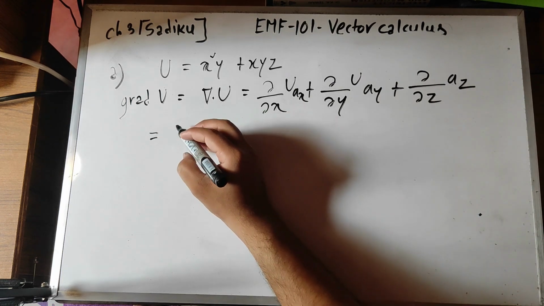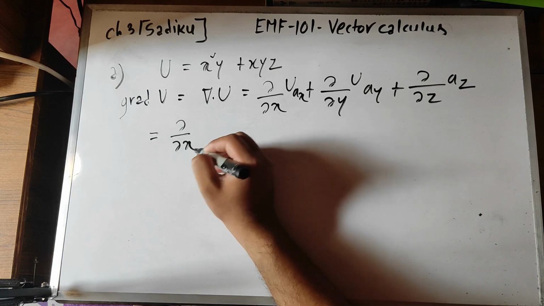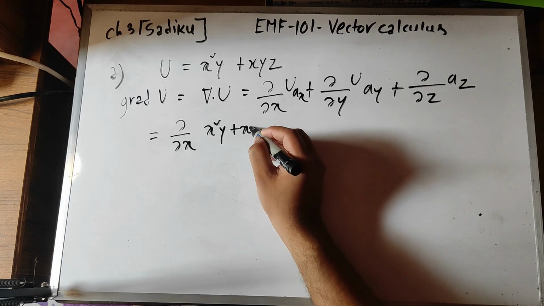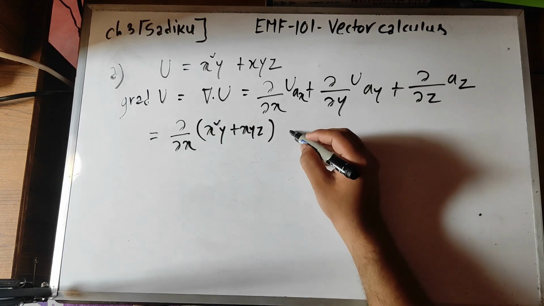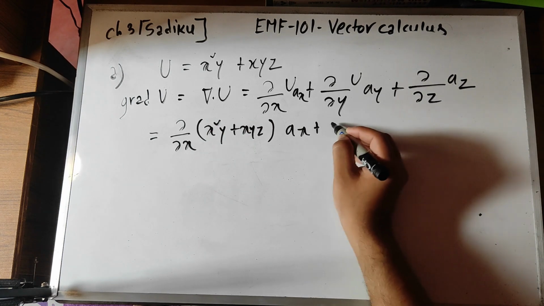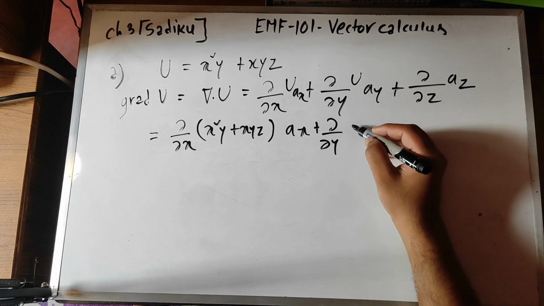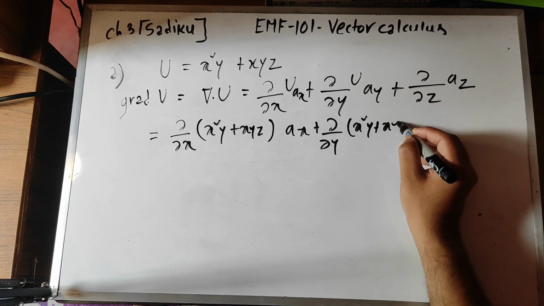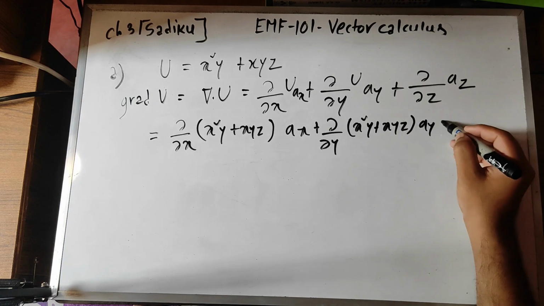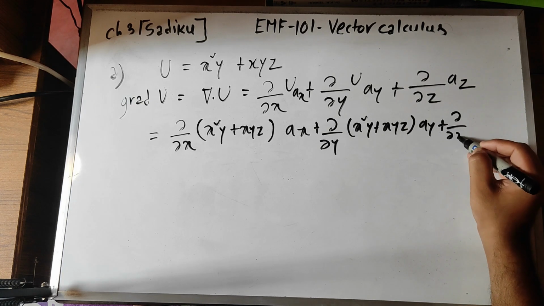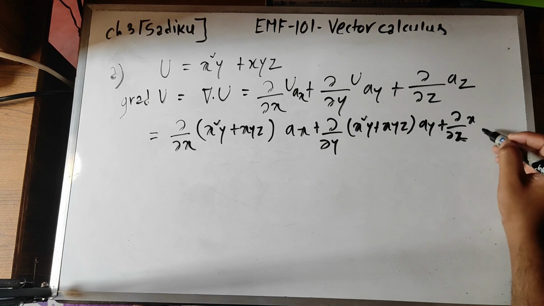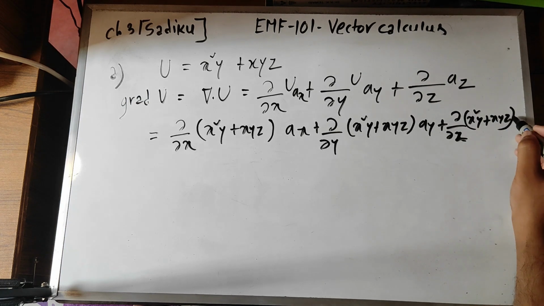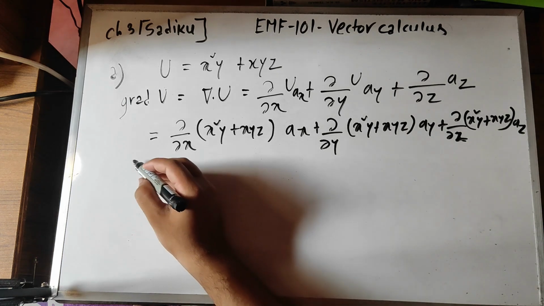So this will give us partial differentiation with respect to x of x square y plus xyz in the direction ax, plus del by del y of x square y plus xyz in the direction ay, plus del by del z of x square y plus xyz in the direction az.